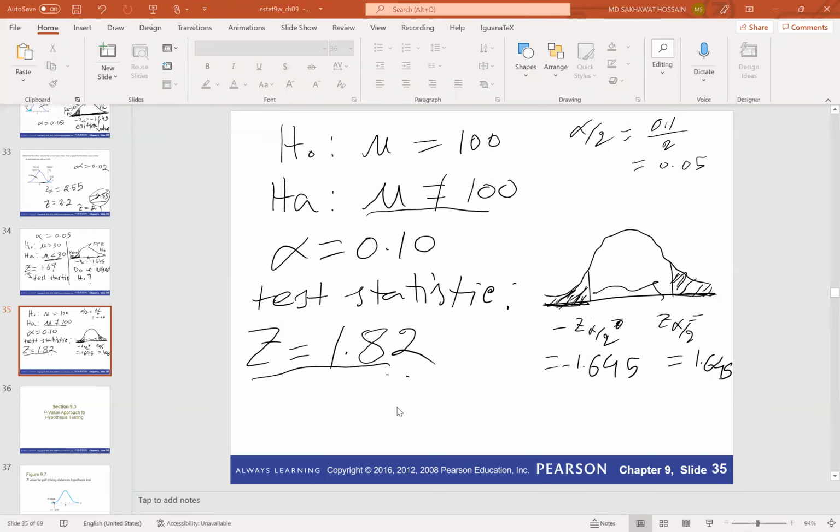Yeah, in this case, we'll reject the null hypothesis, right? Yeah, that's correct. Because this is 1.8, and this is 1.645, so 1.82 will be somewhere here, right? That means the test statistic is in the rejection region, so we'll reject the null hypothesis. This is called the critical value approach. That means we'll make our decision based on the critical value, so we'll compare the critical value and the test statistic.